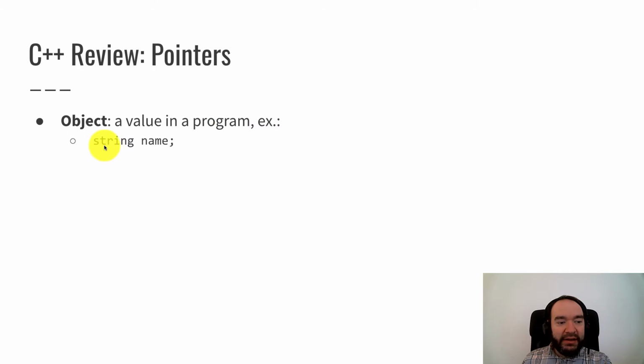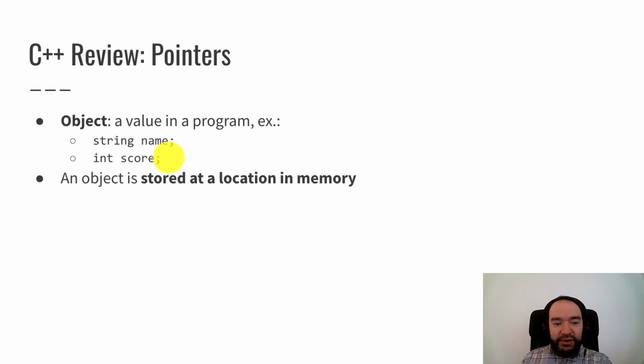For example, I could declare string name, which creates an object called name, and the data type of name is string. I would say that name is an object. I could also declare int score, which creates an object of type int called score. An object is stored at a specific location in memory. This is something that is important in C++.